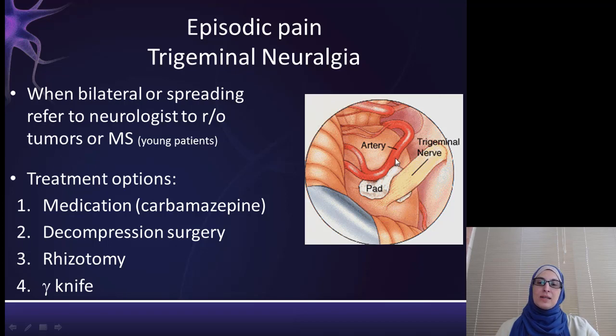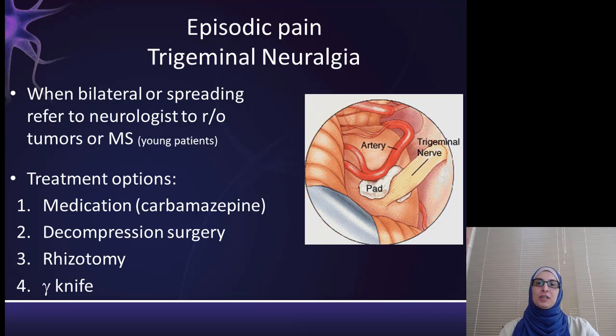One of the warning signs about the presence of central pathology, like a tumor or multiple sclerosis, is when the pain is bilateral. Usually the pain affects one side. In a very rare instance it is bilateral, but when it is bilateral and mainly when you have a young patient, think of multiple sclerosis. Rule out dental pathology. If there is no dental pathology, refer the patient to the neurologist, because there is a high possibility that there is a central cause for it, like brain tumor or multiple sclerosis, if it is bilateral and if it is affecting a young individual.